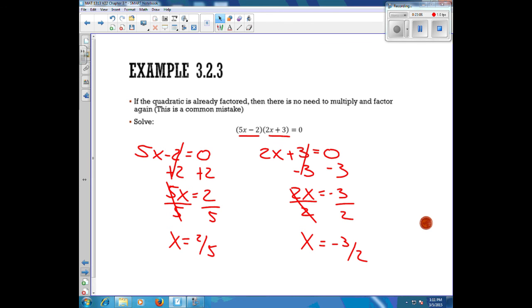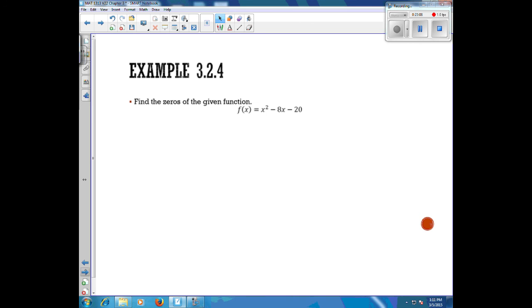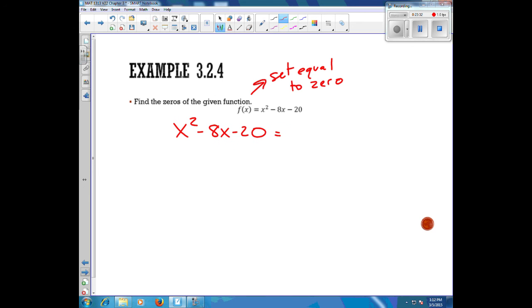Let's try another one. Find the zeros of the given function. Anytime a question asks you to find the zeros of the function, what that means is for you to just set it equal to 0. When is the function equal to 0? So we're going to take x squared minus 8x minus 20 and set it equal to 0.